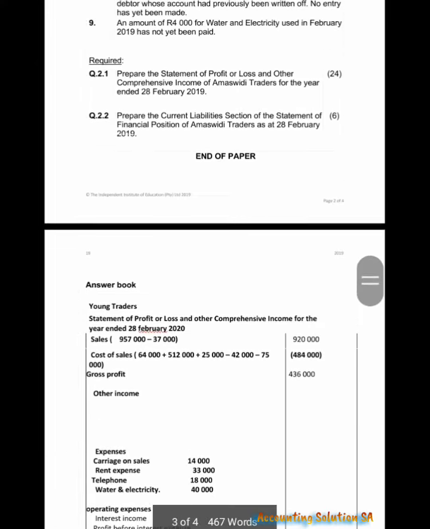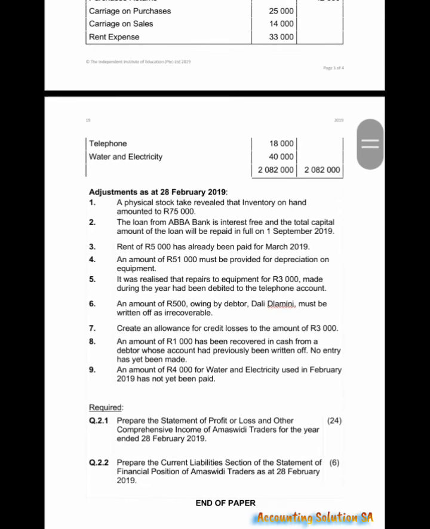Okay, let's proceed. Now we have to go to our additional information. They said, number one, the fiscal stock take revealed that the inventory on hand amounted to 75,000. So we adjusted this transaction when we do a cost of sales.